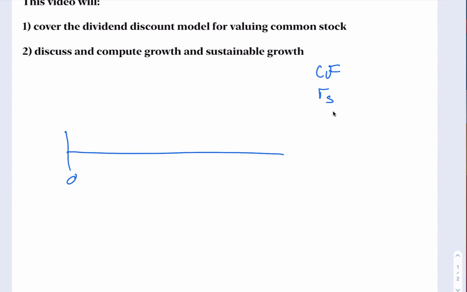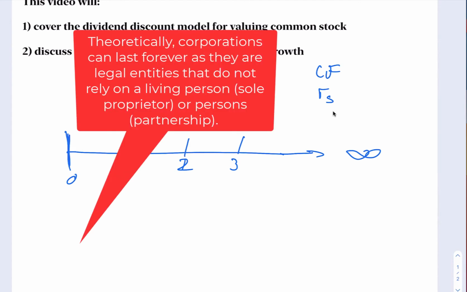So before we go further, let's actually draw a timeline so we can see what's going on here. So first thing you notice is we start off at time 0 like we always do. We have year 1, 2, and 3, and we go all the way out to infinity. And why infinity? Because a common stock never matures. Corporation exists forever. And so we have this infinity sign.